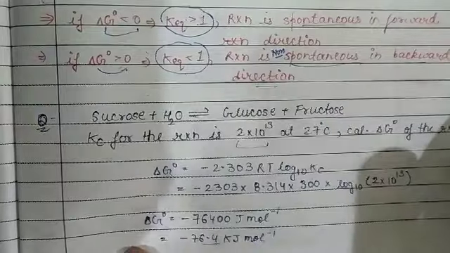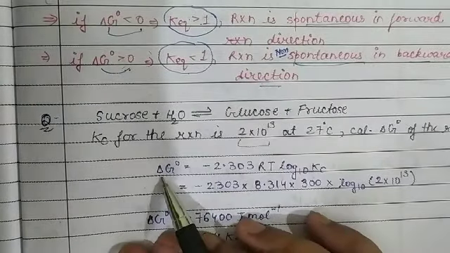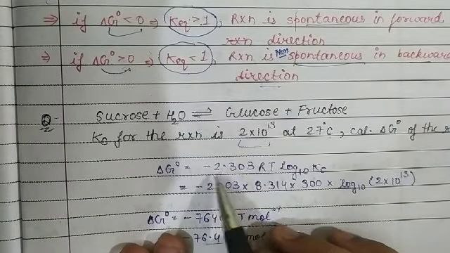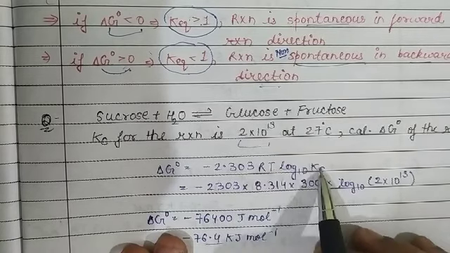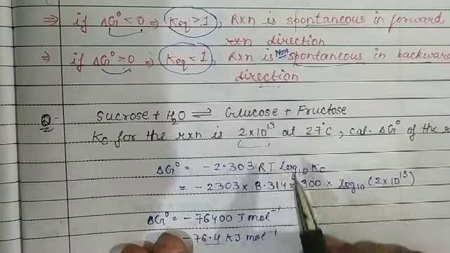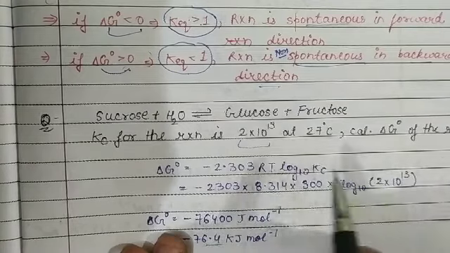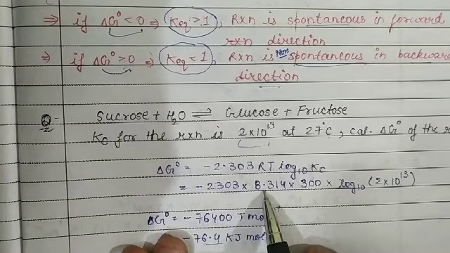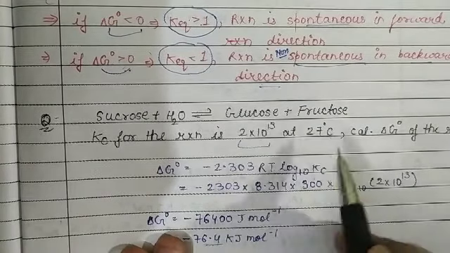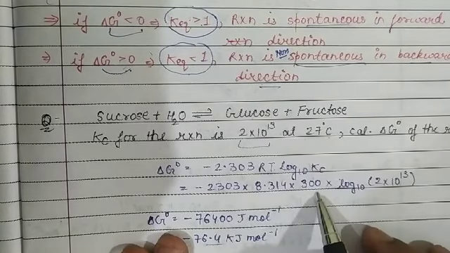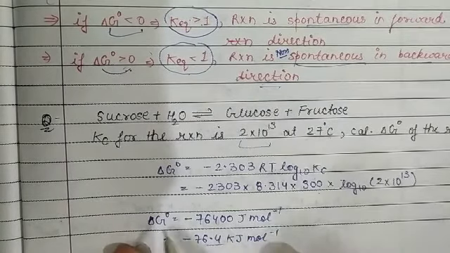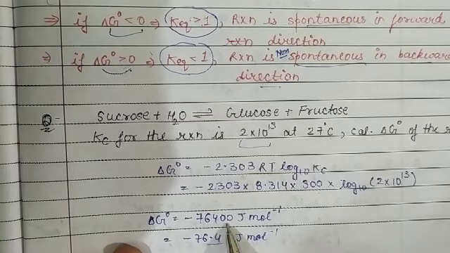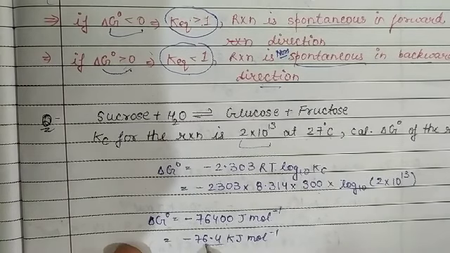See, we know delta G naught is equal to minus 2.303 RT log Kc. We have the value of Kc, so put the value of Kc and solve. The value of R in terms of Joule is 8.314. Temperature in Kelvin is 300 Kelvin. So the value of delta G naught is equal to minus 76400 Joule per mole. So it is minus 76.4 kilojoule per mole.